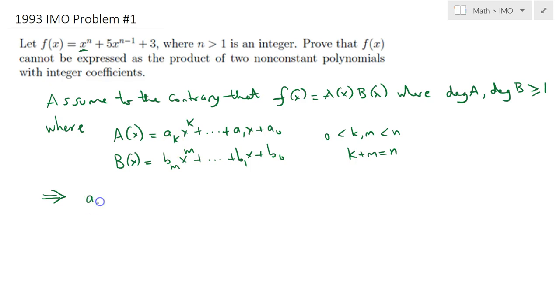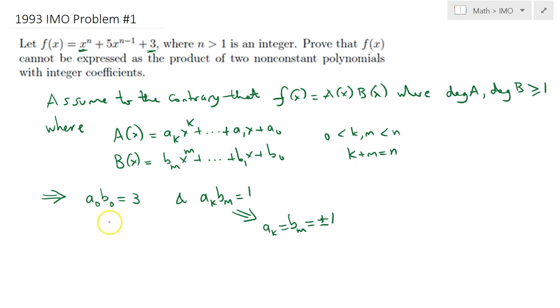So let's start with the constant term actually. a0 b0 would be the constant term, and we can see that the constant term in the polynomial f of x is 3. And for the leading coefficient, we would get a sub k b sub m, and that one is equal to 1. So starting from the second one, this would imply simply that a sub k and b sub m are either both 1 or both negative 1.